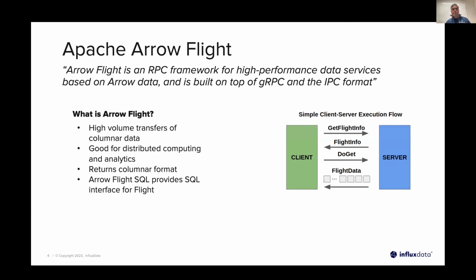Again, Arrow Flight is a framework that overcomes all of the restrictions and limitations that the ODBC and JDBC drivers of the past usually have. You can transfer gigabytes of data in flight back and forth. Really, really good for distributed computing and analytics. We also have a SQL interface. They implemented the SQL interface so that it's easier to build. You can write your own SQL, and it'll still use Apache Arrow Flight, the backend, to do the distribution of data back and forth.